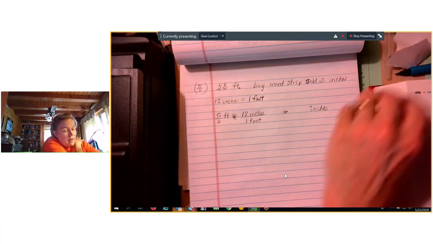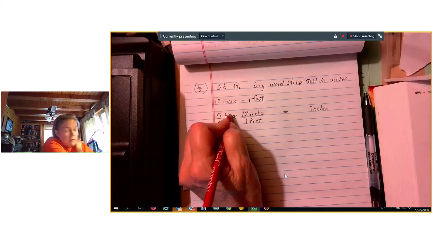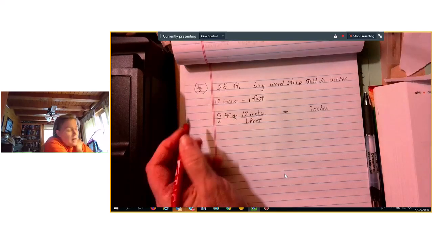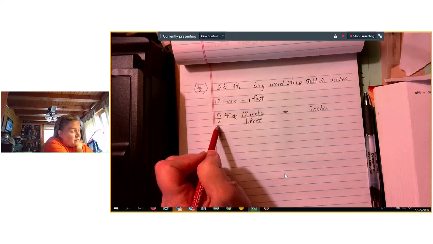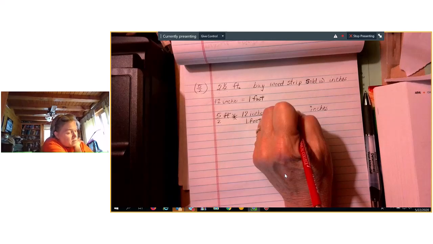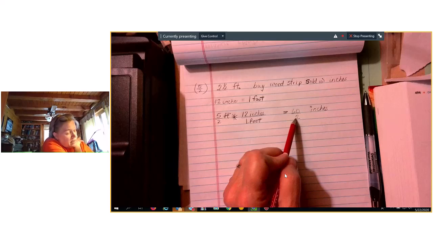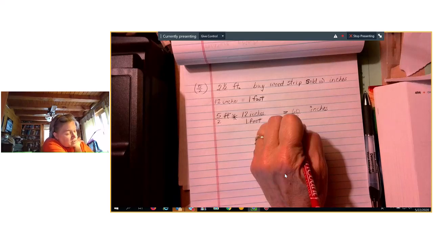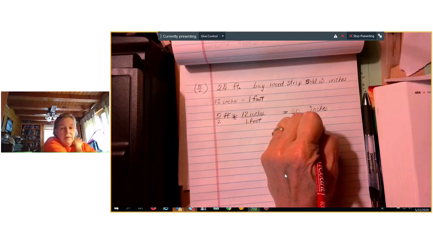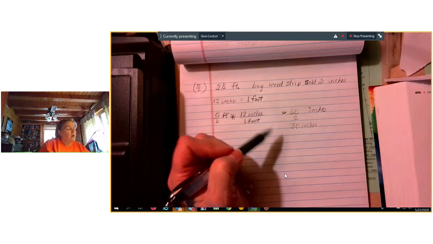So this shows that my foot is going to cancel here. And now I'm left with 5 halves times 12 inches. So 5 times 12 is 60, divided by 2, because 2 times 1 is 2. And so I end up with 30 inches. And I thought it would be better writing in pencil, but it's not showing up as well.